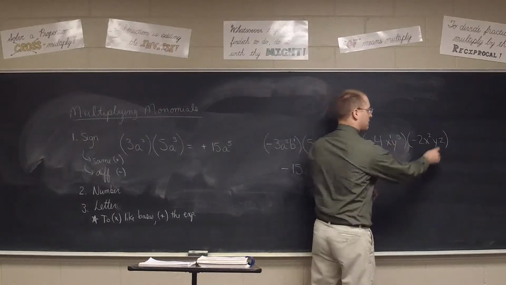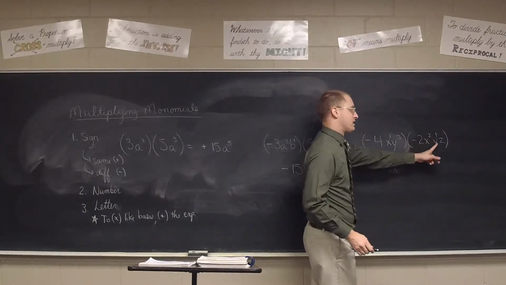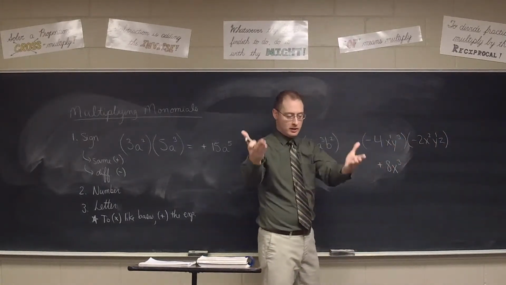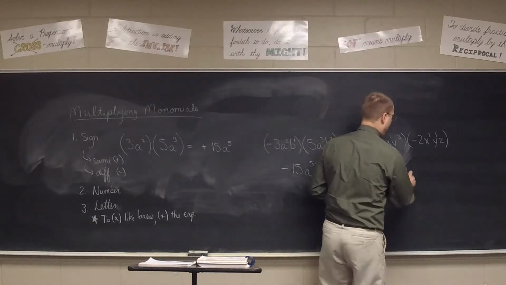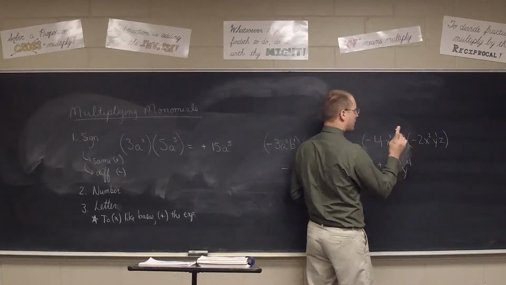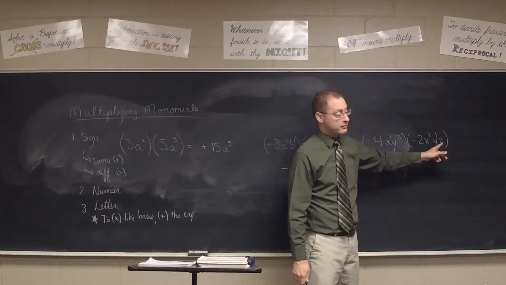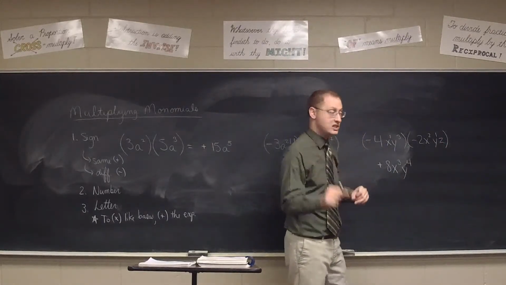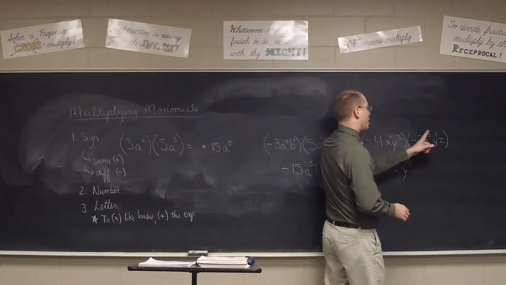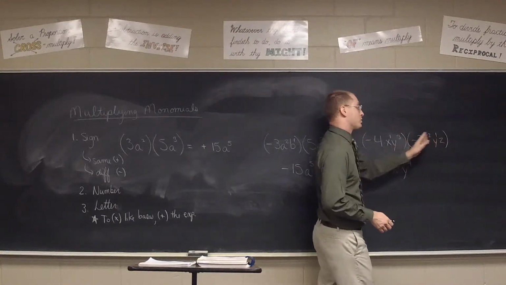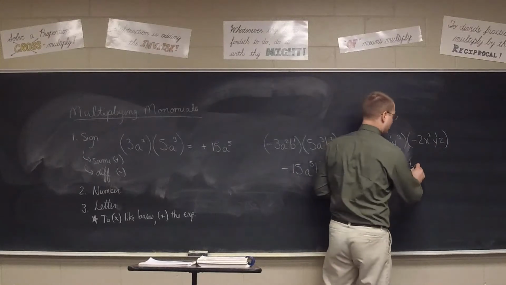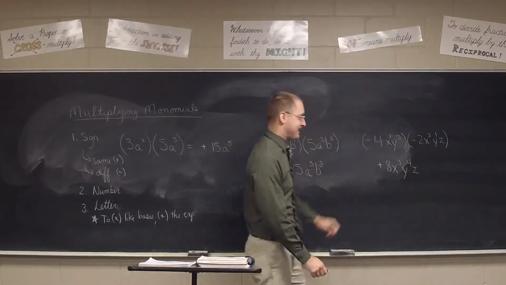Here I've got a y cubed. Here I've got a y to the first. When I multiply these like bases, I'm going to add the exponents to get y to the fourth. And then there's this z that's all by its lonely. Has no friends, but it still exists. Don't forget the z. There's no other z's to combine it with and multiply it by, but it's still being multiplied. Just bring it down.